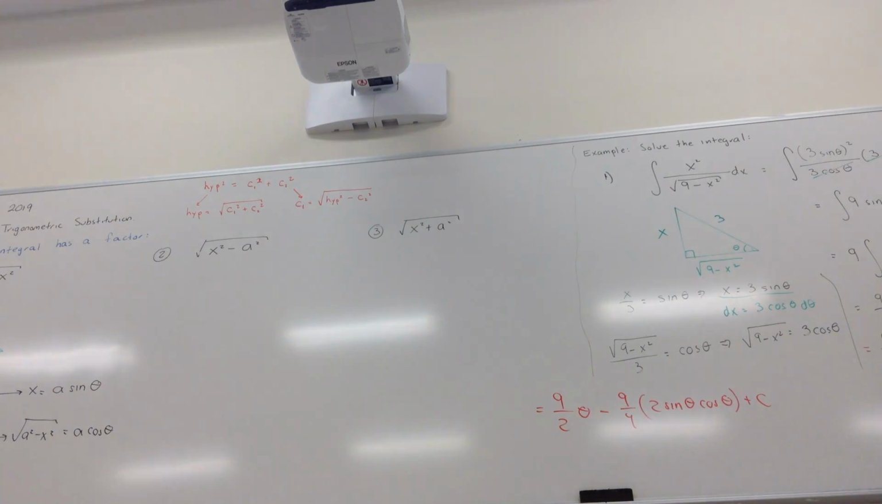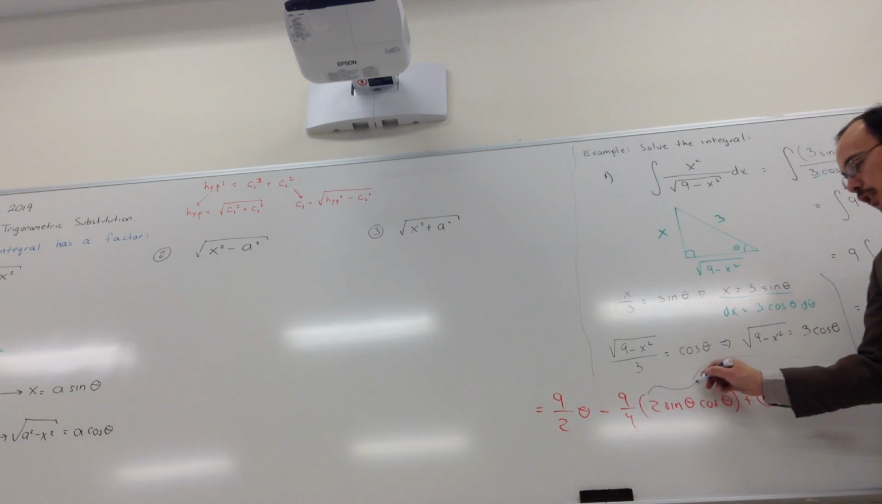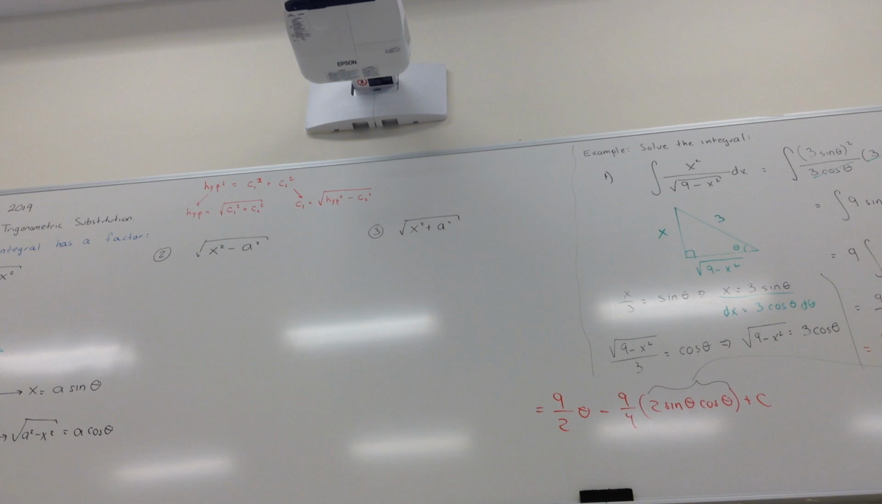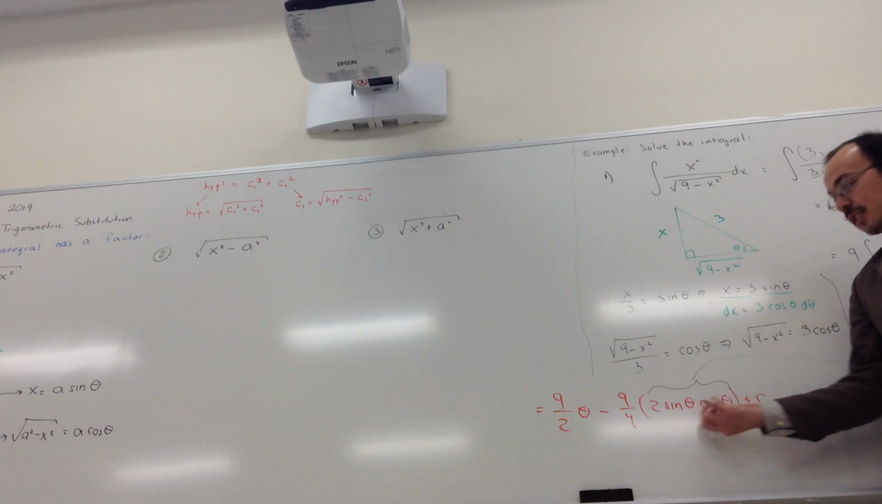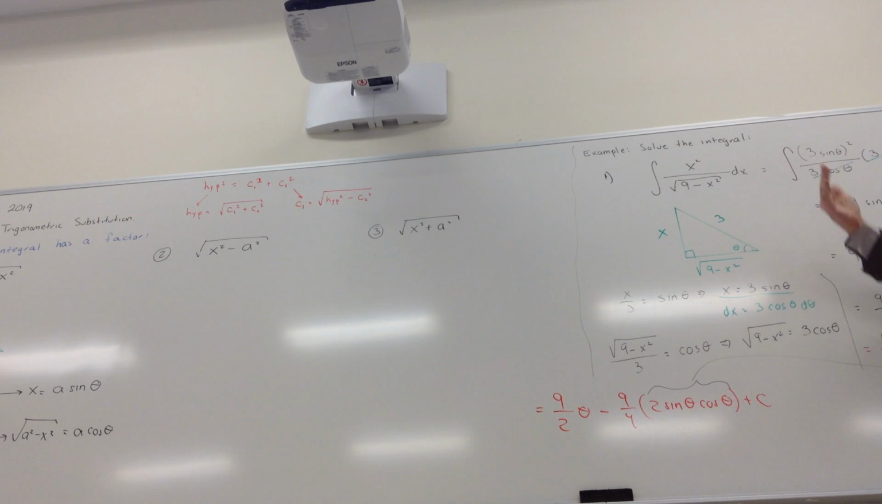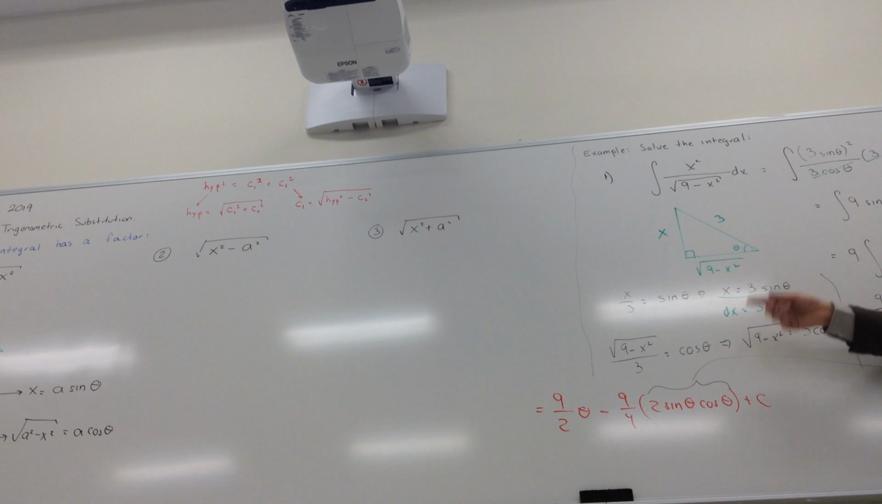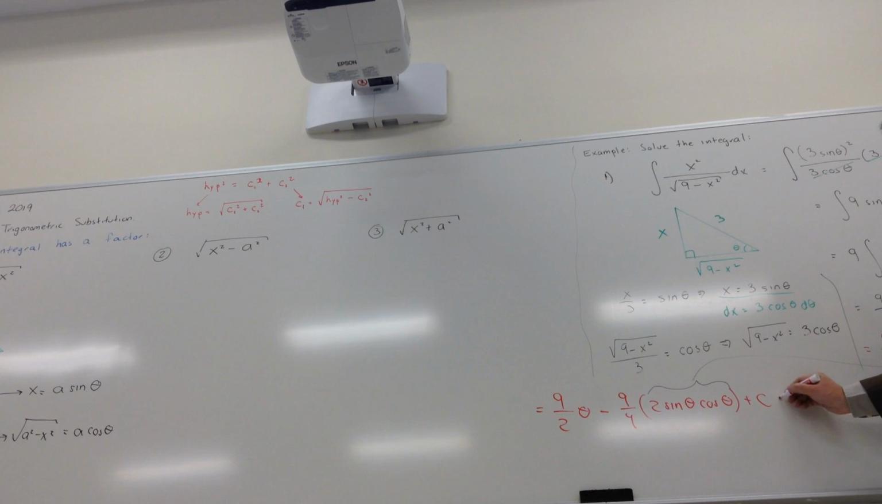What did I do? I applied a trigonometric identity to change this into all of this. Double angle formula. Why? Because in this case, I need to put it in a single theta to use the triangle to go back to x. With 2 theta, there's no 2 theta in the triangle. I only have theta. So I need to change this into this. So now I can change it to x again.